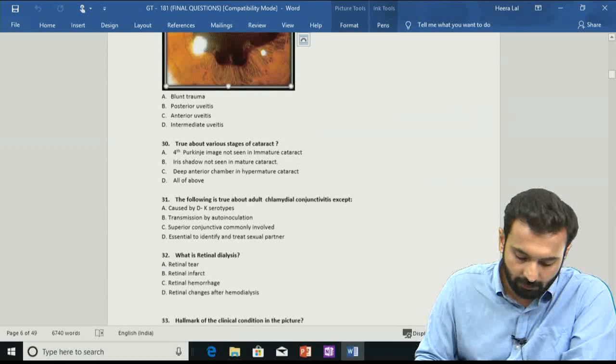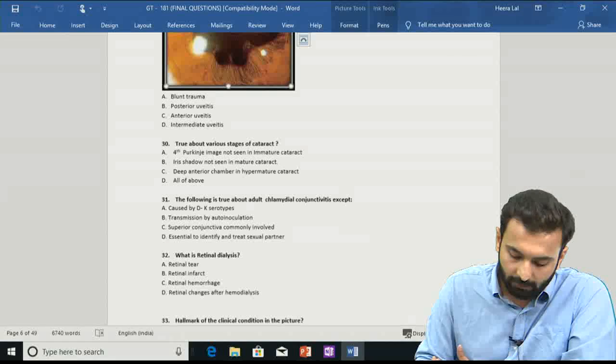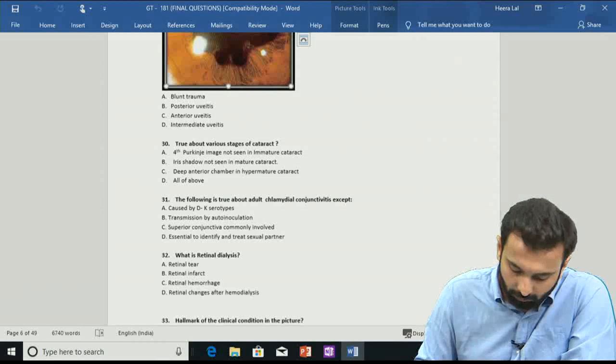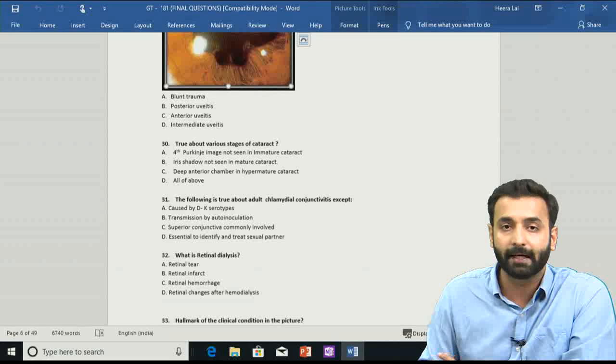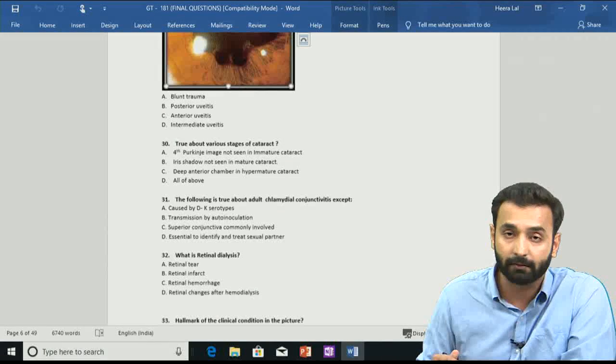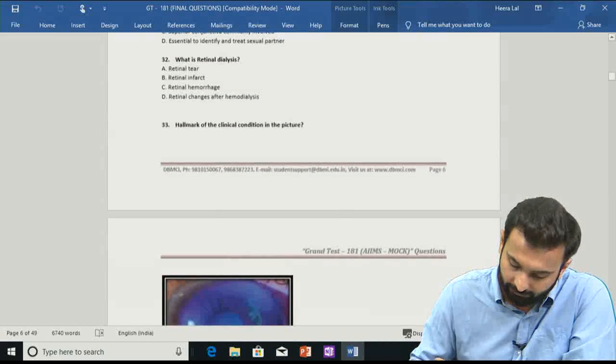So for question number 31, the answer is superior conjunctiva commonly involved. This is a false statement. Now question number 32, what is retinal dialysis? The correct answer to this question is option A, retinal tear. So let's discuss retinal dialysis briefly.